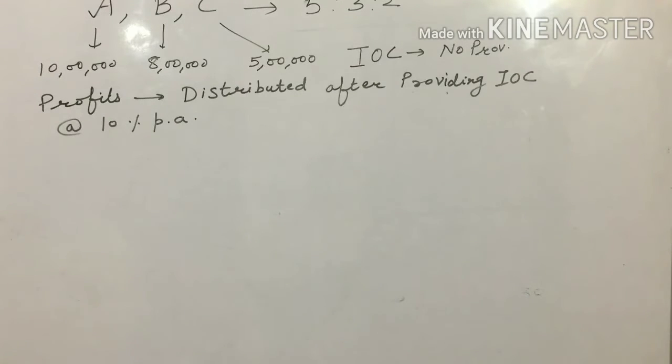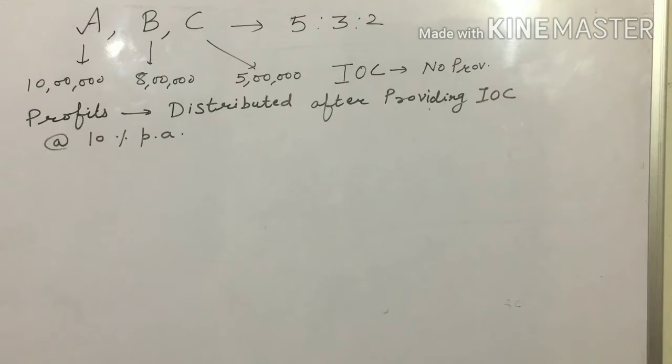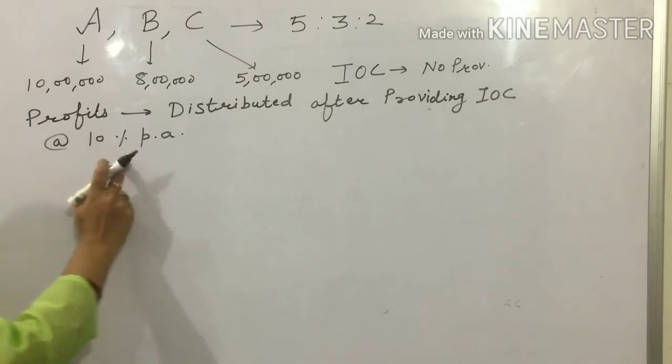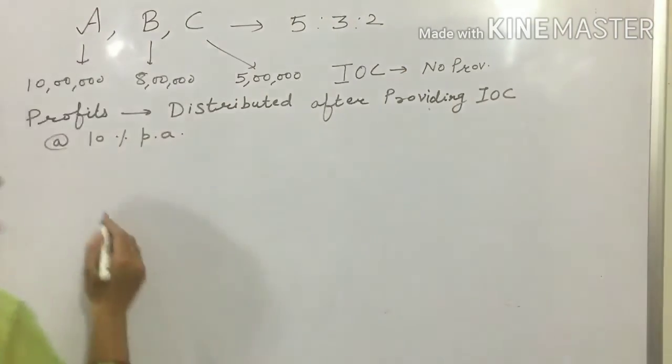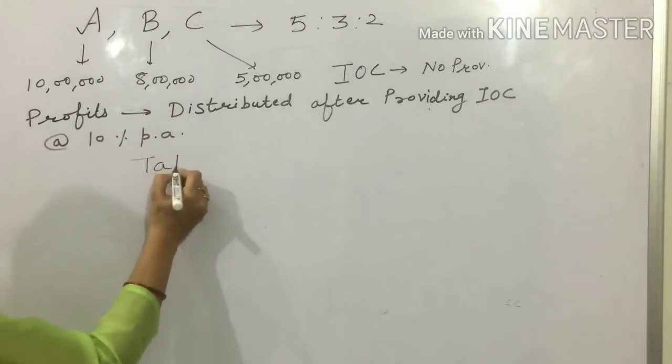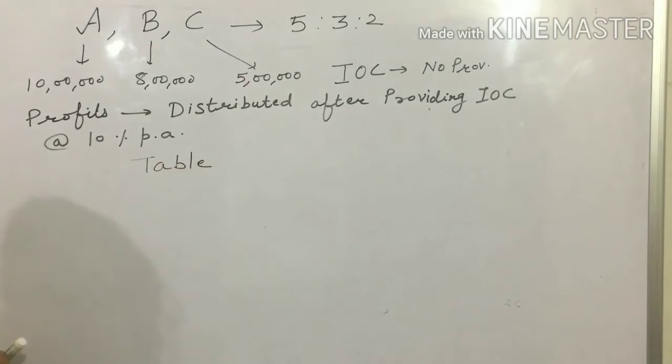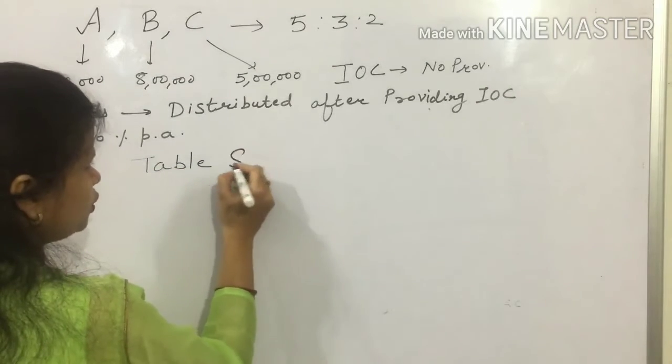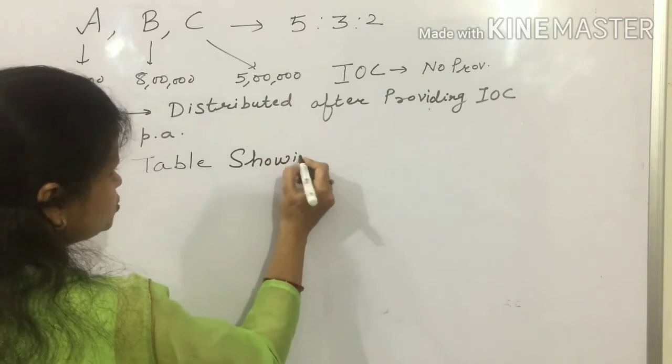Now, the firm has wrongly credited interest on capital to partners, while interest on capital is not to be given. So, our steps will be, we will take back this interest on capital. Again, you will prepare table showing adjustments.